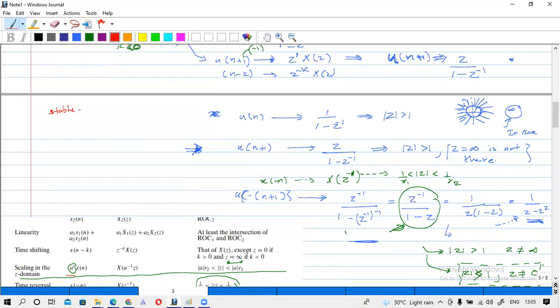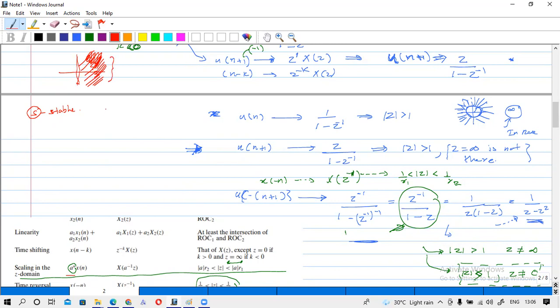Can you remember that if you have done S transform, we can express whether a system is stable or not by looking at the poles and zeros. In S domain, all poles should be on the left-hand side. If the poles are here, you can say that your system is stable.